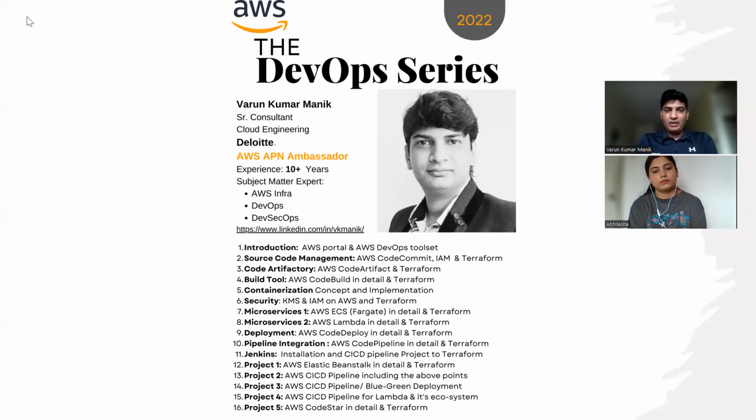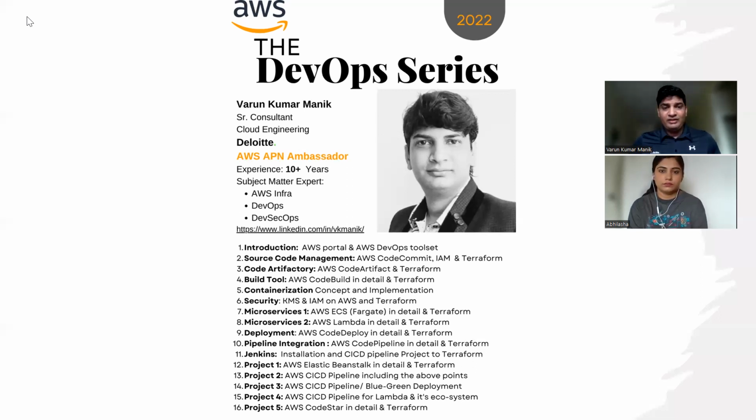After security, we're going to cover microservices, which is AWS Elastic Container Service. Then we're going to cover serverless too, where we're going to learn about Lambda and its whole ecosystem. After that, we can learn about deployment, what tool we're going to use in AWS for deployment: AWS CodeDeploy in detail and the Terraform implementation. And then the 10th one is the integration part. All the above points from 1st to 9th, we're going to integrate with the help of CodePipeline. And it's the first time visualization of the DevOps pipeline.